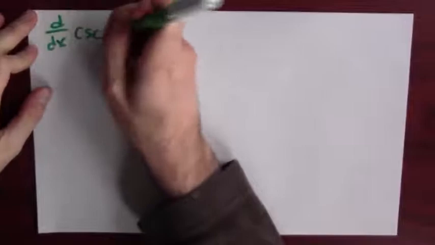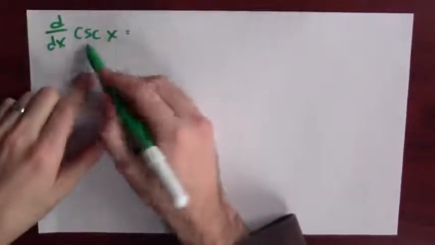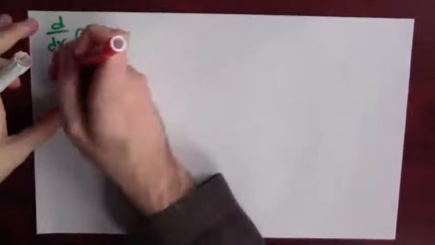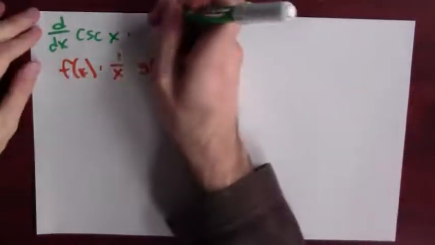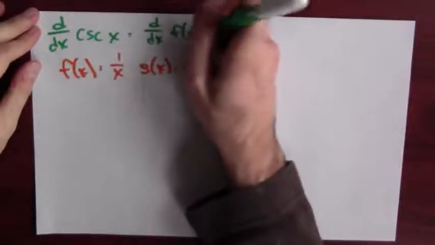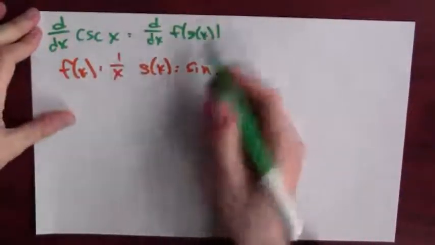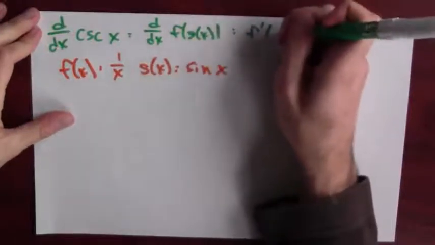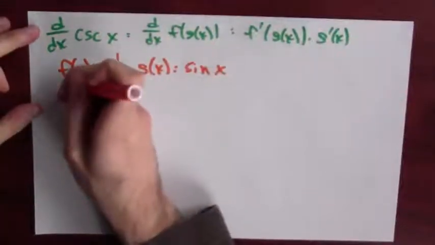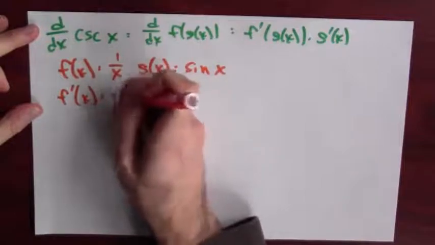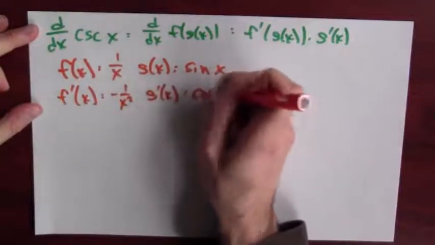We can play the same kind of game to differentiate cosecant. So what about the derivative of cosecant x? Well, think about how I can rewrite cosecant, right? Cosecant is the composition of the 1 over function and sine, right? Cosecant is 1 over sine. So this is the derivative of f of g of x, where f is 1 over and g is sine. And by the chain rule, that's the derivative of f at g times the derivative of g. And now I know what the derivatives of these functions are. The derivative of 1 over x is minus 1 over x squared, and the derivative of g is cosine x.